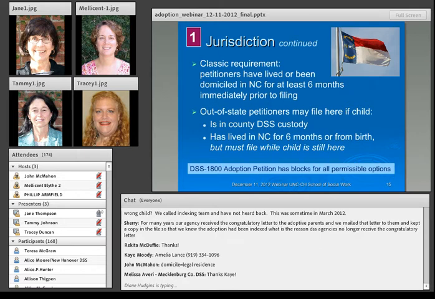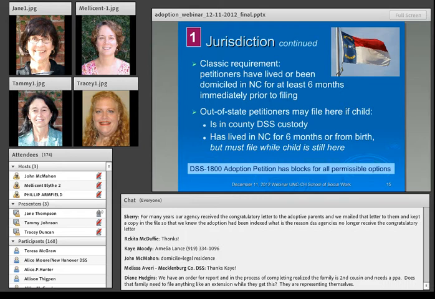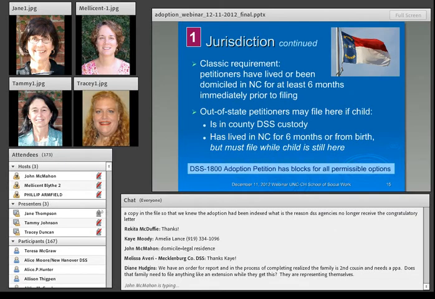So if they are claiming that their ability to file here is based on domicile, then you do need to make sure that in fact you believe that North Carolina is their permanent legal residence, even though they may presently be living somewhere else. But one of the things that we did change fairly recently is to expand the ability of out-of-state petitioners to file here. They may file here if the child is in the custody of a county DSS, or that should also say licensed child placing agency.